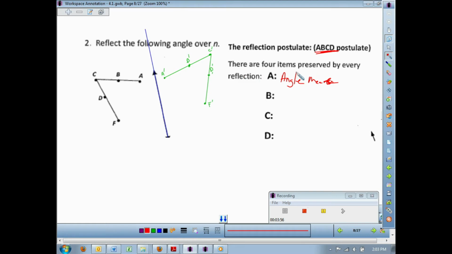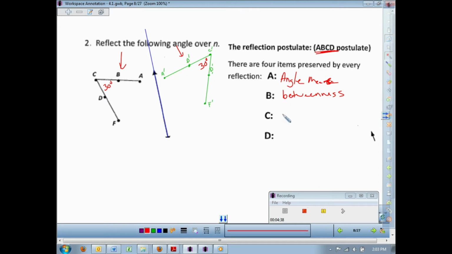Angle measure. What that means is if this original angle right here measured 30 degrees, then if I reflect that angle over here and get this green angle, the green angle should also measure 30 degrees. It's not going to grow or shrink or anything like that. Reflections preserve angle measure. B stands for betweenness. Betweenness is preserved by every reflection, meaning in this original picture, point B was between A and C because they're collinear. So when you reflect them, B prime should be between A prime and C prime. They're not going to jump out of order.